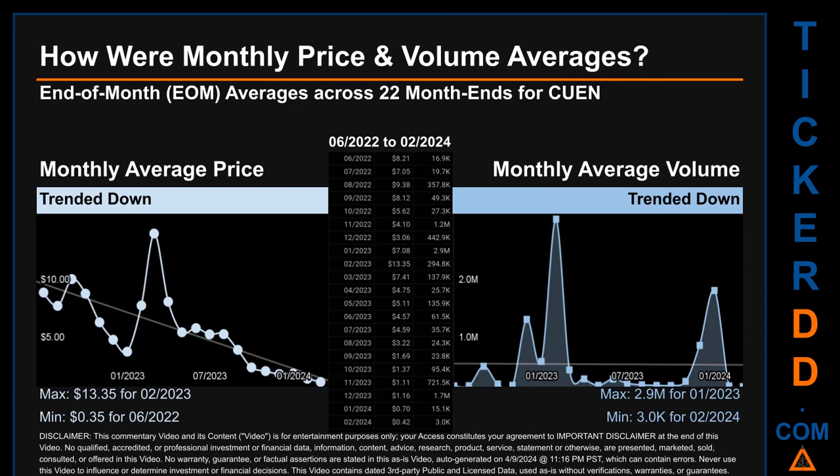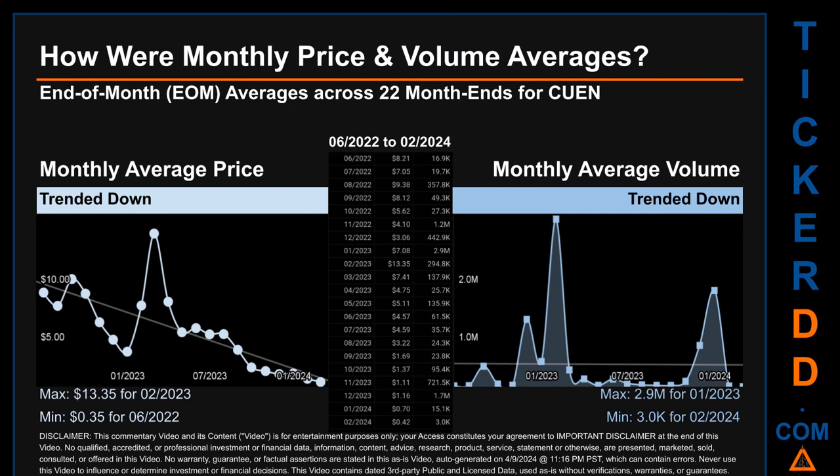How were price and volume averages for CUEN? Across 440 trading days, there were a total of 22 month ends, of which monthly averages for daily price and volume were calculated. Overall, monthly price average trended down while monthly volume average trended down.